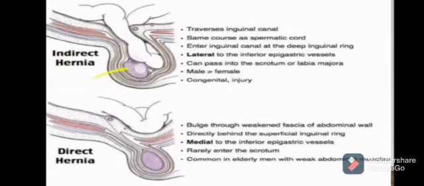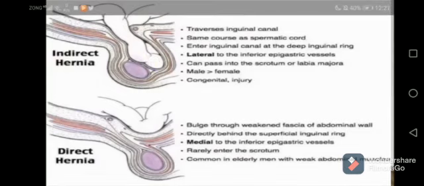So classifying them as direct and indirect, this direct hernia bursts through the weakened fascia of the abdominal wall directly behind the superficial ring. Means that the direct hernia can directly trespass the superficial ring because there is an area of weakness behind the superficial ring. But the indirect hernia follows the path of the inguinal canal.